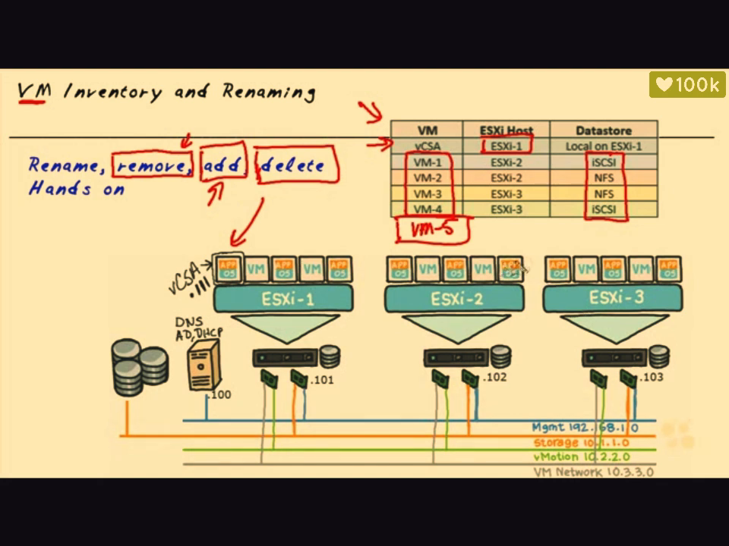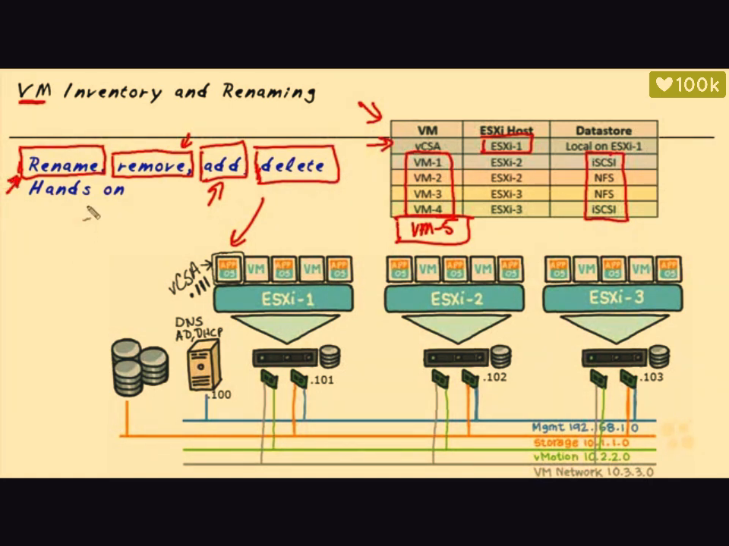Now, one other aspect that I want to talk about is renaming a virtual machine, which, on the surface is really easy to do. You simply right-click on the VM. From the drop-down, you select Rename, and then you type in the new name of that virtual machine. You click on the button to confirm it, and you're done.